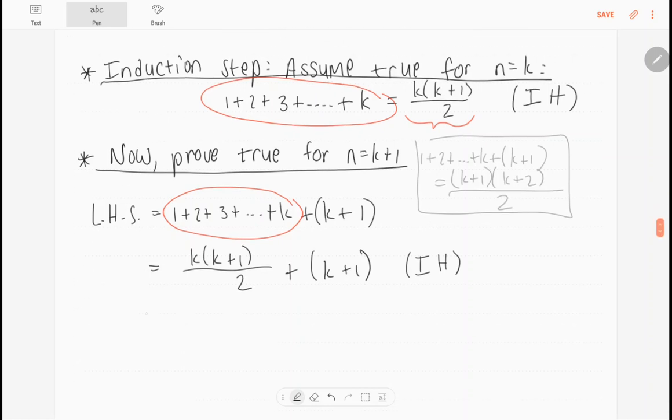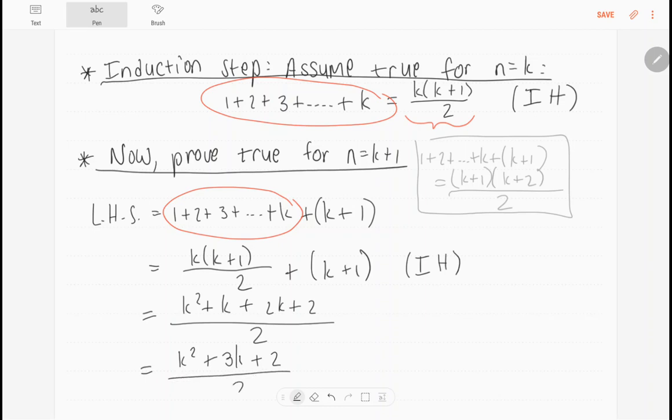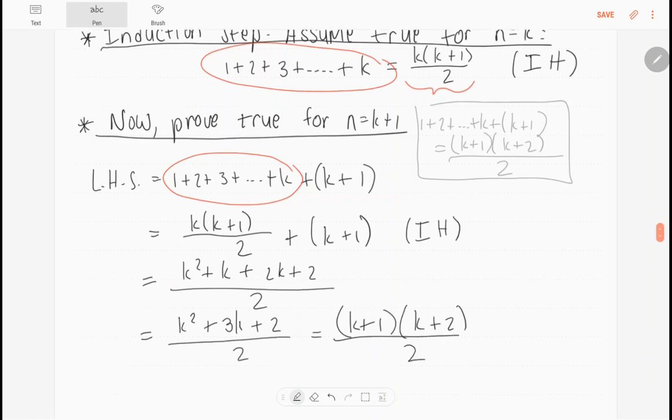Now, I'm going to simplify. So let's write this as (k² + k + 2k + 2) over 2, which is (k² + 3k + 2) over 2, which is (k + 1) multiplied by (k + 2) over 2, which equals the right-hand side. So we've proven what we wanted to prove. We've proven that it is true when n equals k + 1, and therefore that means that it is true for all n.